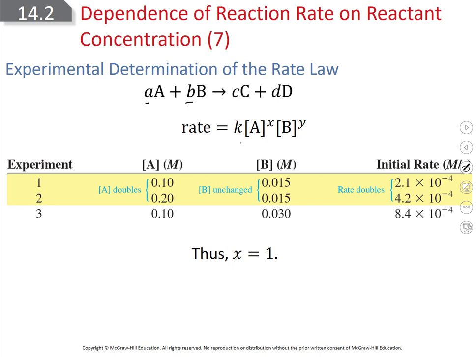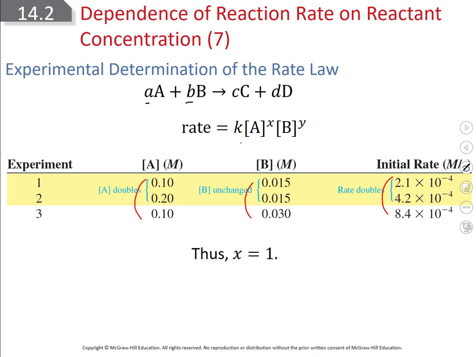So which experiments am I going to compare? 1 and 3. Okay, so 1 and 3, A stayed the same. I doubled the concentration of B. What happened to my rate? Did it double? It quadrupled. So that would mean that Y is what? Not 1, but 2. That means that rather than it being a direct relationship, it's a squared relationship. If I double the concentration, my rate was quadrupled, or 2 squared.